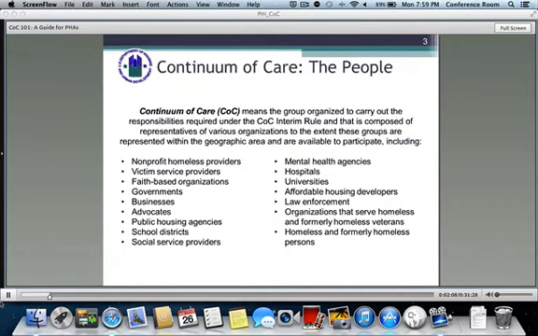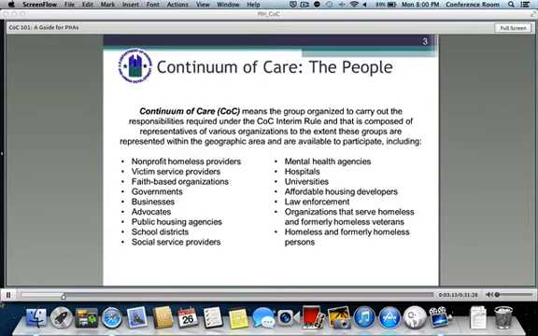The term continuum of care is commonly used to describe a funding stream, a group of people, and a geographic area. The CoC Program Interim Rule defines continuum of care as follows. The group organized to carry out the responsibilities required under the CoC Program Interim Rule, including the setting of community goals around ending homelessness, measuring performance towards these goals as well as performance of providers, overseeing HMIS implementation and operation, and providing guidance around coordination of homeless housing and services across the geographic area.